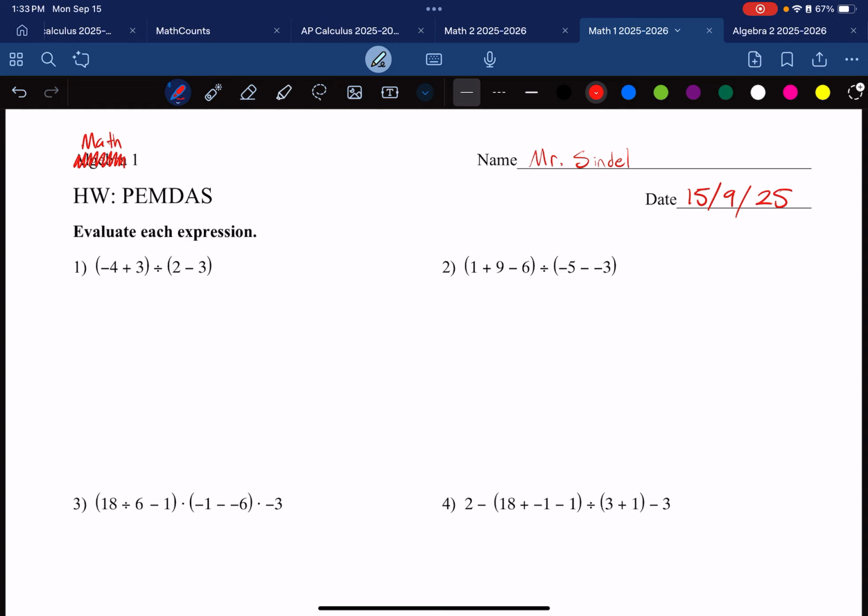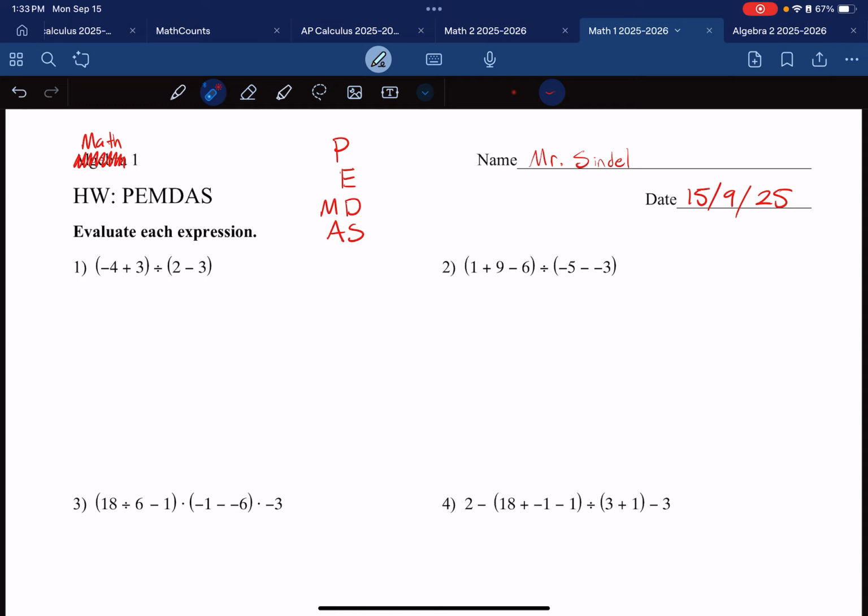And just remember that PEMDAS is originally written like that, but the better way of writing PEMDAS is please excuse, wow, my pencil did not work for that one. Please excuse my dear Aunt Sally, meaning that multiplication and division happen at the same time, left to right, and addition and subtraction happen at the same time, again from the left to the right.